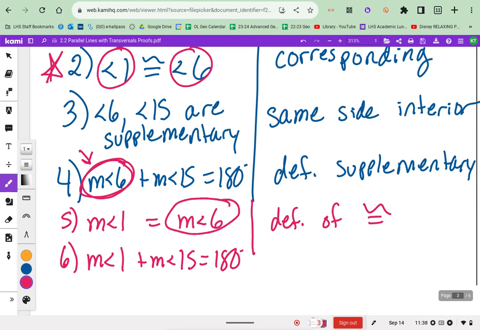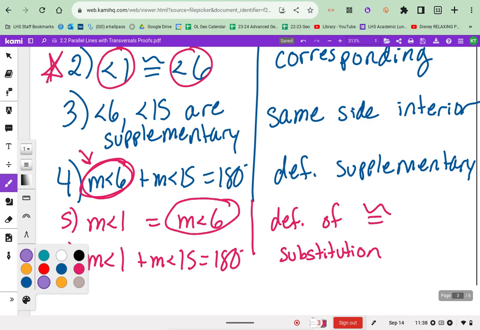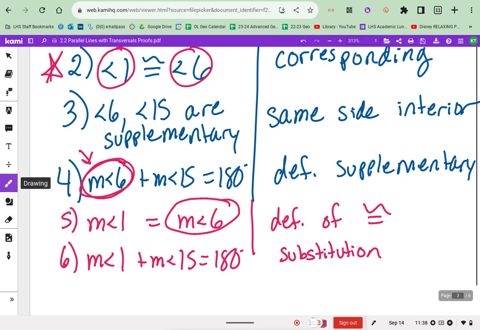What do you guys think the reason is for this one? It's not transitive, right? It's not transitive because we haven't replaced the whole side. So this one's substitution. If it's tricky for you to see whether it's transitive or substitution, you can check, because if it's substitution, something should stay the same on both sides.